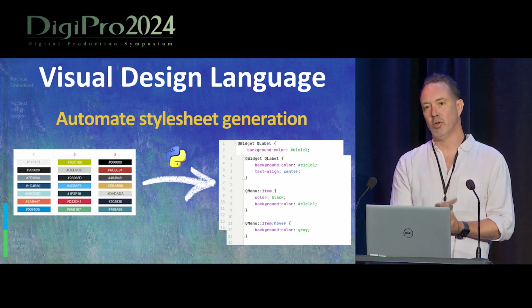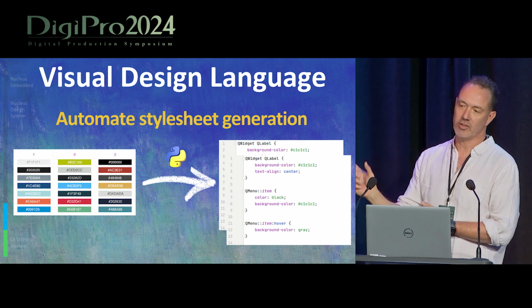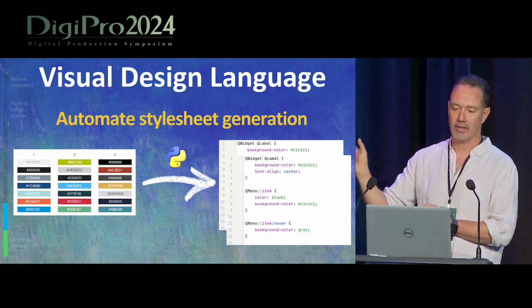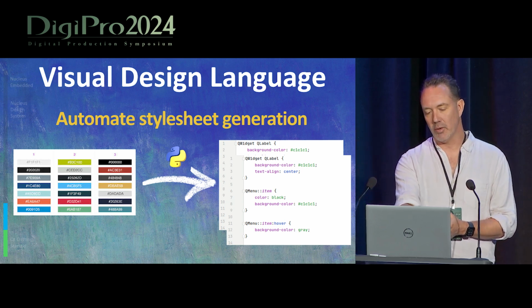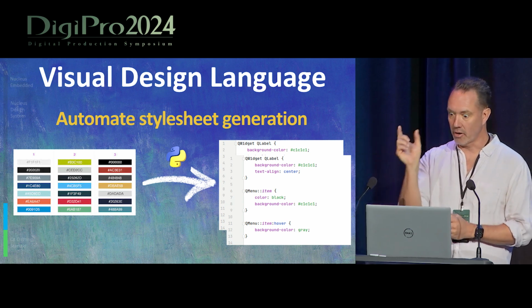So when I said earlier that blue is our preferred highlight color for UIs at Animal, in the case of Nuke, orange tends to be their preferred highlight color. So in our QSS generation, we've got a variant for Nuke, which uses orange as a highlight color.